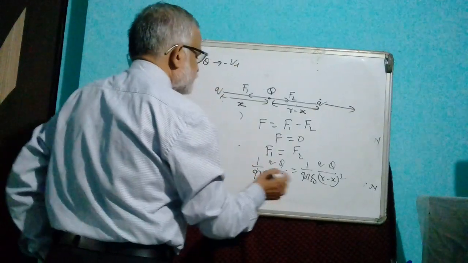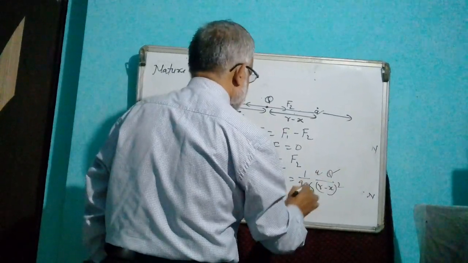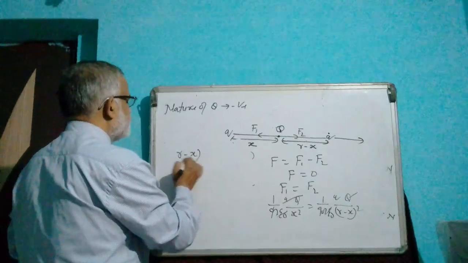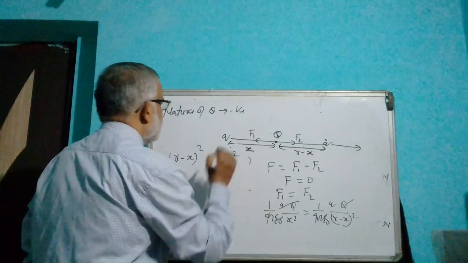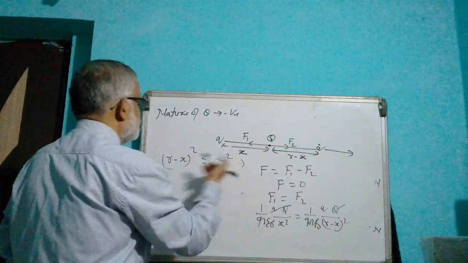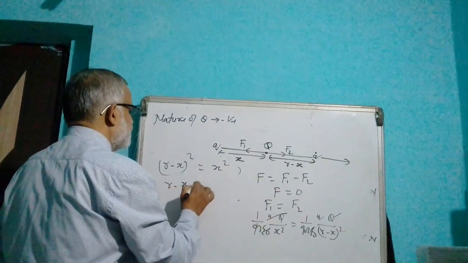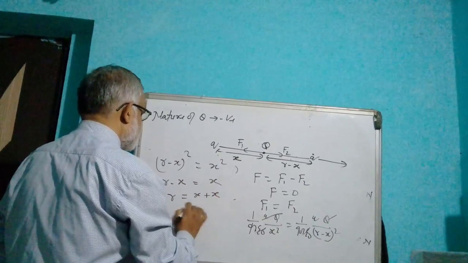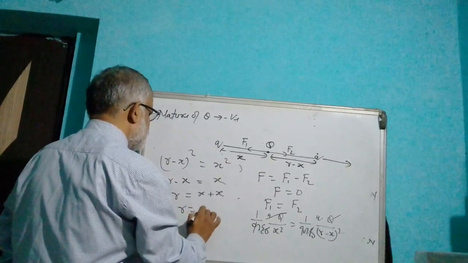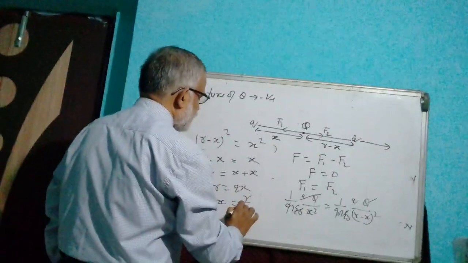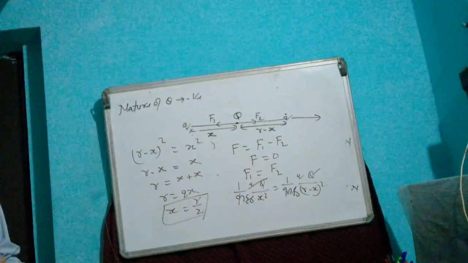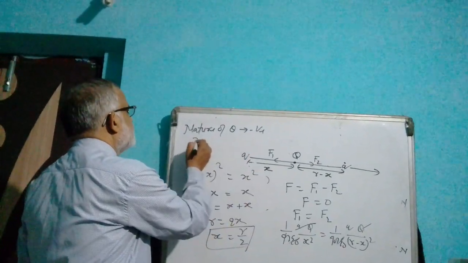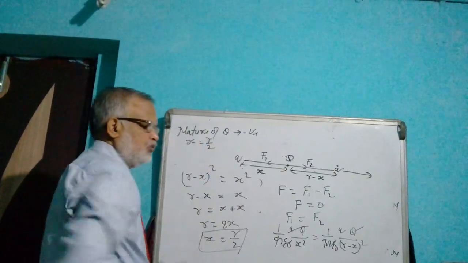Solving this, the Qq cancel out. Therefore, (R minus x) square equals x square. Taking the root of both sides, R minus x equals x, so R equals x plus x, that is R equals 2x, x equals R by 2. That is, the position of Q must be at the midpoint, x equals R by 2.